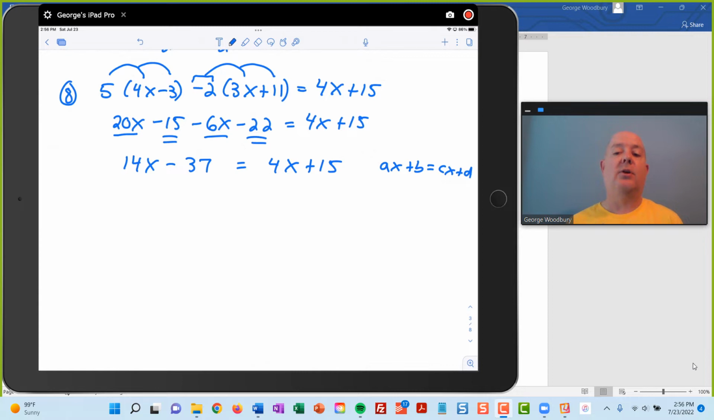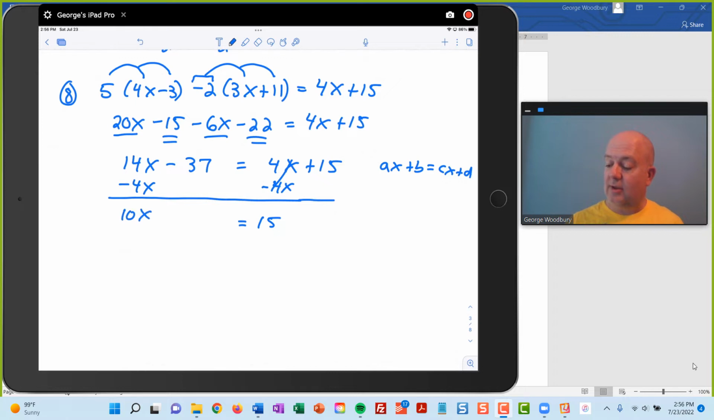I need to get all the variable terms to one side first, and I can do that by subtracting 4x from both sides. 4x minus 4x is 0. That leaves me with just 15 on the right-hand side. On the left-hand side, 14x minus 4x is 10x. So I have 10x minus 37 equals 15.